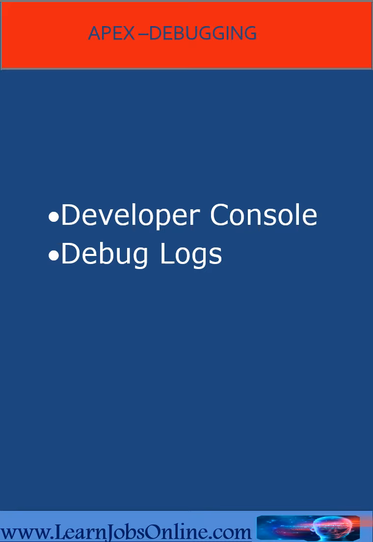So to simplify, debugging is an important part in any programming development. In Apex, we have certain tools that can be used for debugging. One of them is the System.debug method, which prints the value and output of a variable in the debug logs. We can use the following two tools for debugging: Developer Console and Debug Logs.